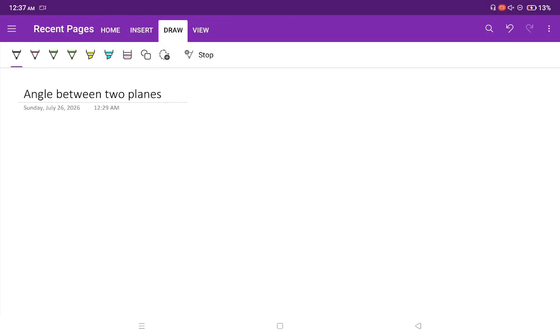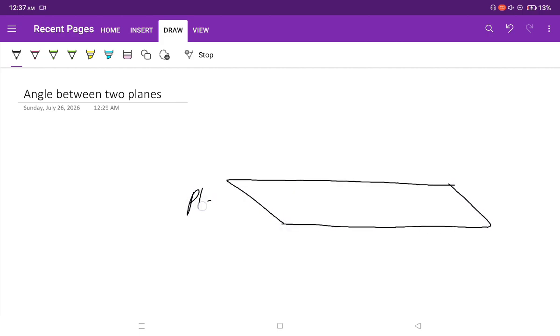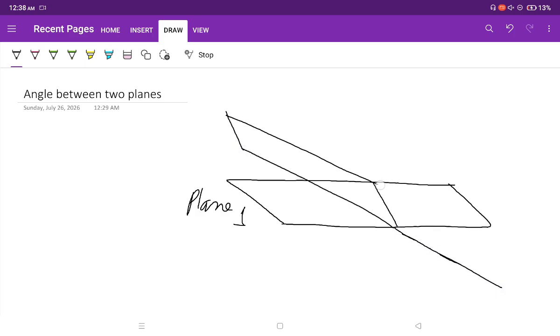Let's see what is the angle between the two planes and its value. So consider two planes. Suppose this is plane 1, and suppose this is plane 2. Right? They are intersecting and we have this angle theta. They are intersecting at this line.